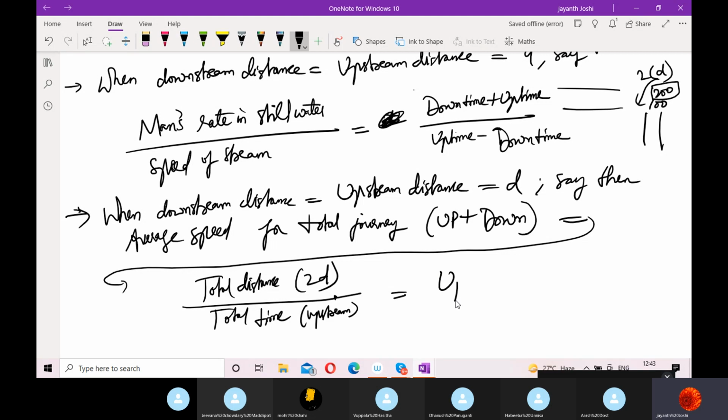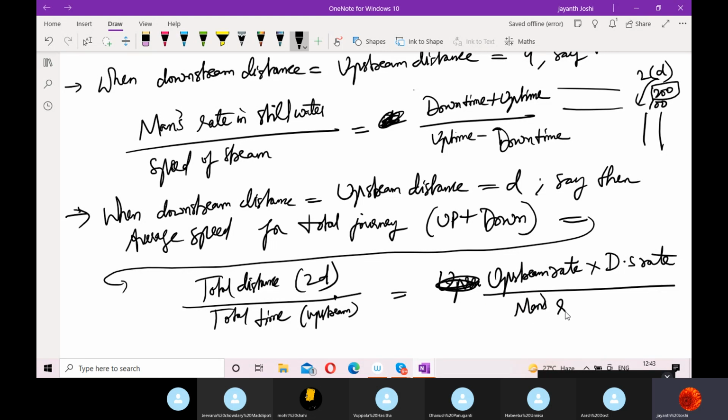is equal to upstream rate, that is upstream speed, into downstream rate, whole divided by man's rate in still water. All of you make a note of this. We will now do the questions and apply all these formulas.